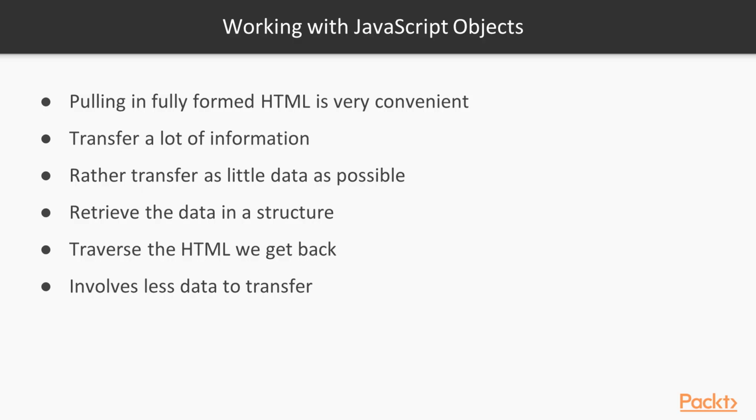Pulling in fully formed HTML on demand is very convenient, but it means having to transfer a lot of information about the HTML structure along with the actual content. There are times when we would rather transfer as little data as possible and process it after it arrives. In this case, we need to retrieve the data in a structure that we can traverse with JavaScript. With jQuery selectors, we could traverse the HTML we get back and manipulate it, but a native JavaScript data format involves fewer data to transfer and less code to process it.